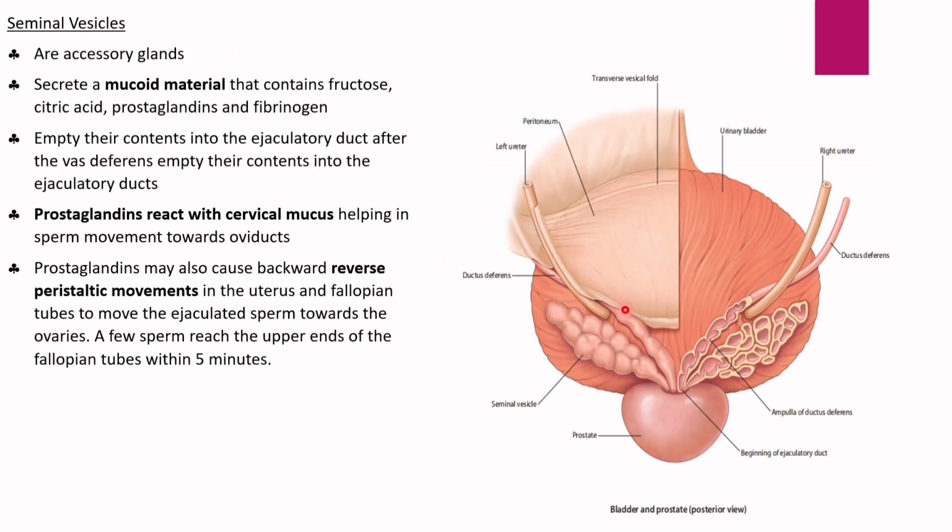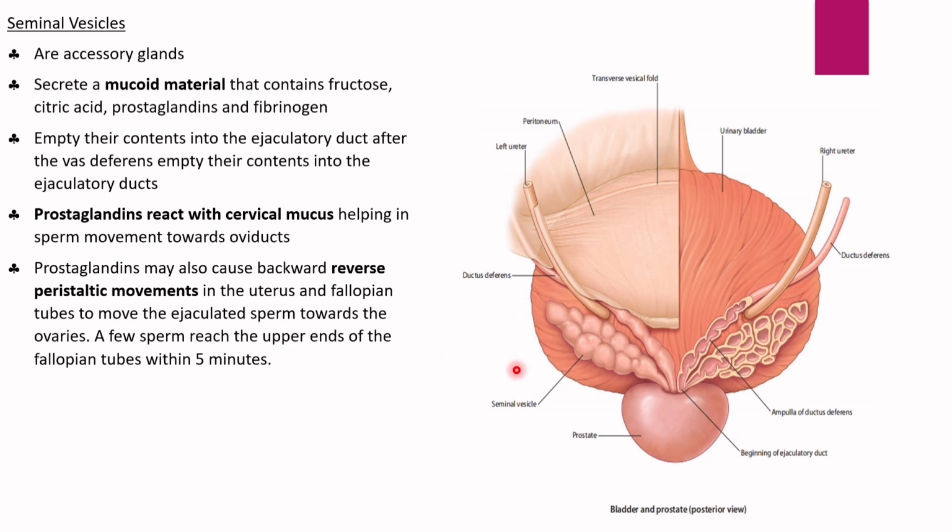These are the accessory glands. The seminal vesicles are found on the posterior surface of the what? Bladder. They secrete mucoidal material, which contains fructose, citric acid, prostaglandins, and fibrinogen, which help protect the sperm as they are moving into the female reproductive tract. The prostaglandins will react to the cervical mucus, which will help in the sperm movement towards the what? The oviduct.